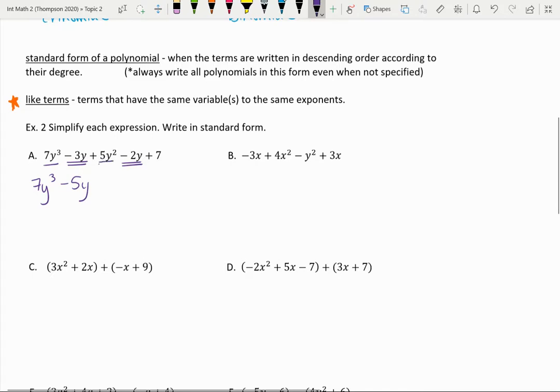What else do I have? I have a y squared here. There's no other y squared, so I'm just going to copy it down. And then I have a plus 7 at the end.